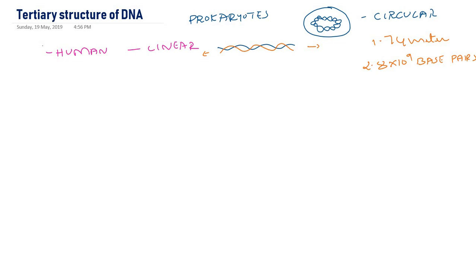If you stretch the DNA, it would span around 1.74 meters. So even though it is linear, it is packed and highly supercoiled. How does this supercoiling occur? I will show this very long double stranded DNA. The double stranded DNA, present in helical form, is wound around its own axis, and then it coils further around a protein.